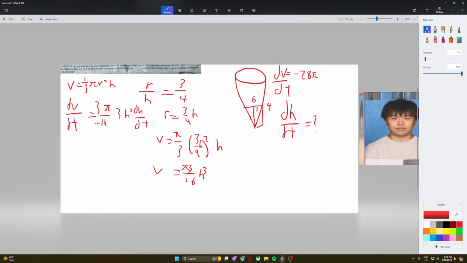So if we simplify it, what do we get? 9 pi. Actually, you know what? We'll plug in h right now. H is 4, so h squared is 16, and 16 divided by 16 cancels out. So now we just have 9 pi equals 28 pi dh/dt.